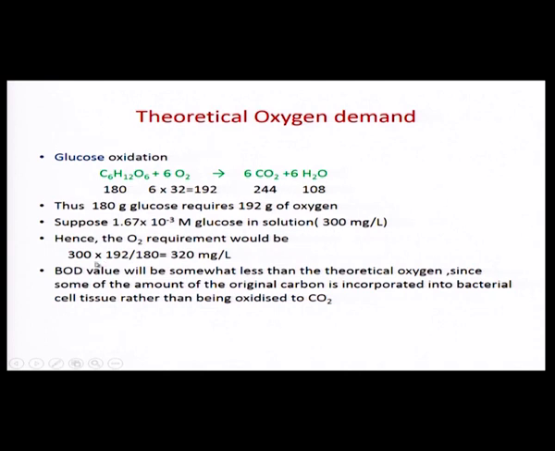And based on this stoichiometric equation, for this 300 milligram per liter, we can calculate the theoretical oxygen demand: 300 times 192, that is the oxygen as per the stoichiometric equation, divided by 180, the molecular weight of glucose, which is equivalent to 320. So, 320 milligram per liter of oxygen is required to oxidize completely all the glucose into carbon dioxide and water. This is very significant to know the BOD and COD value of a wastewater, and that is arrived at based on the theoretical oxygen demand.